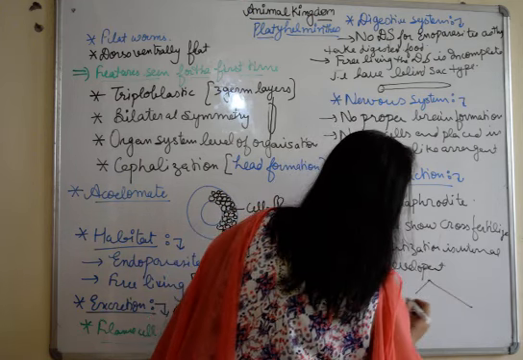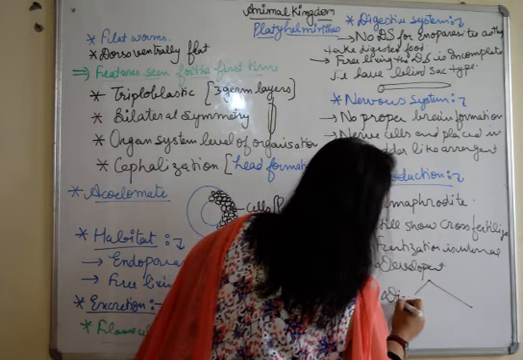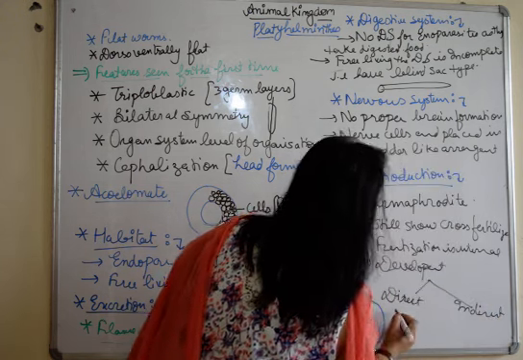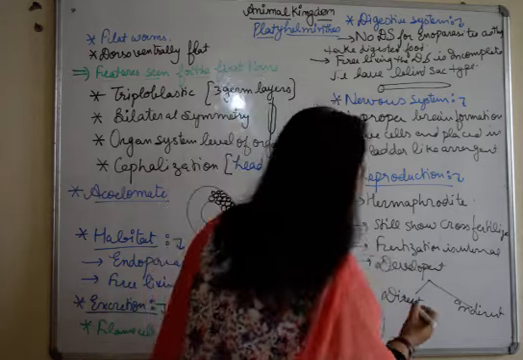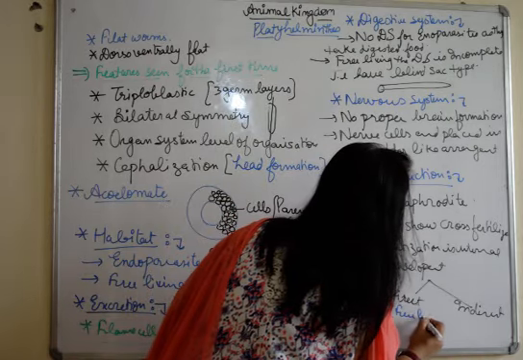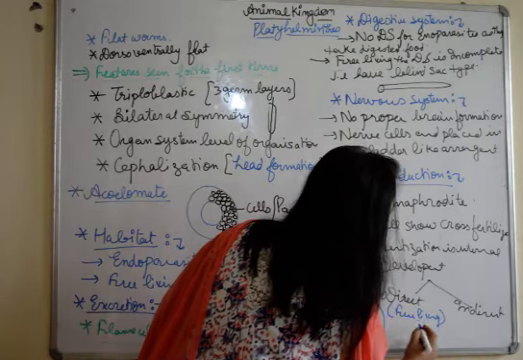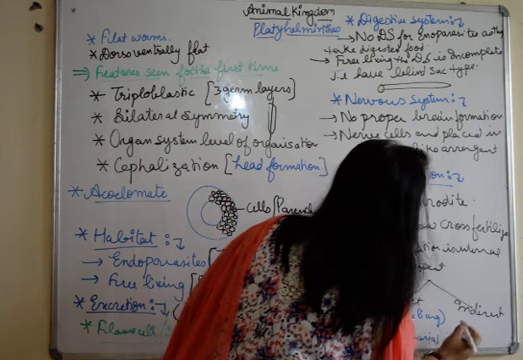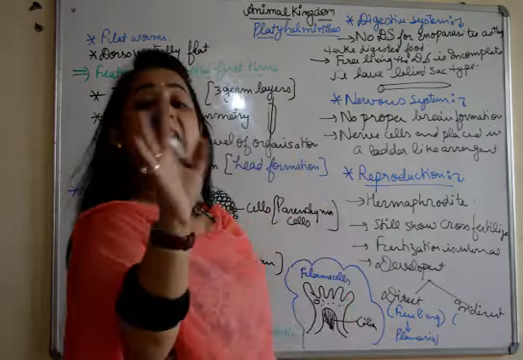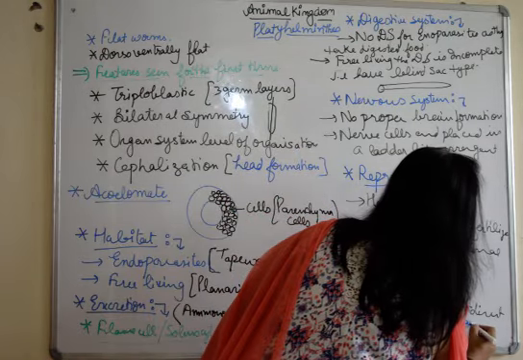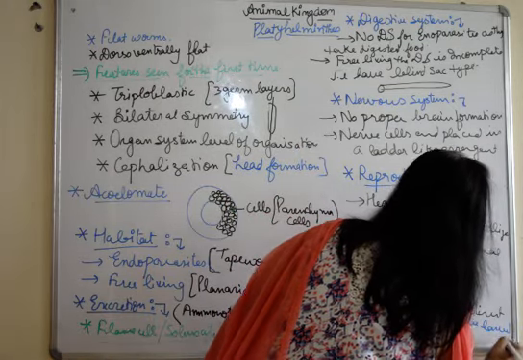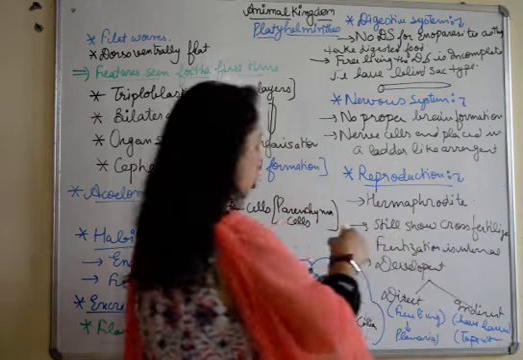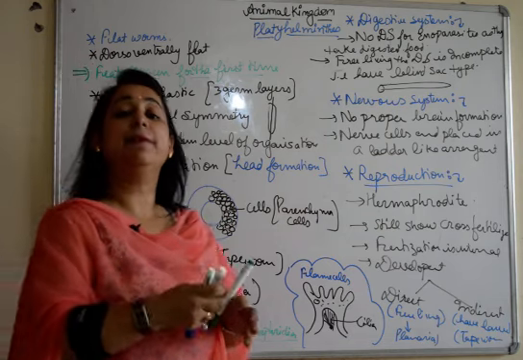Development can be direct or indirect, both. Direct in the case of free living, wherein directly the new organism is formed, for example in planaria. And in indirect, the larval stage is there. The larva is formed first. Example, tapeworm. So these are the main characteristics of platyhelminths.